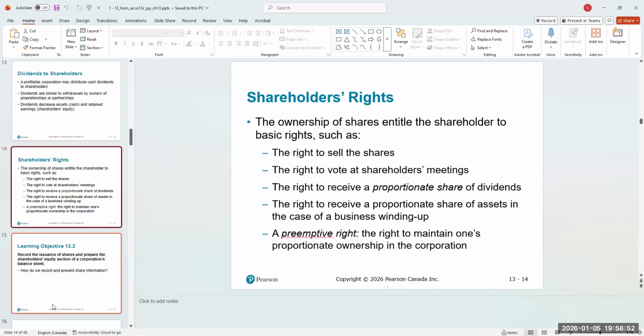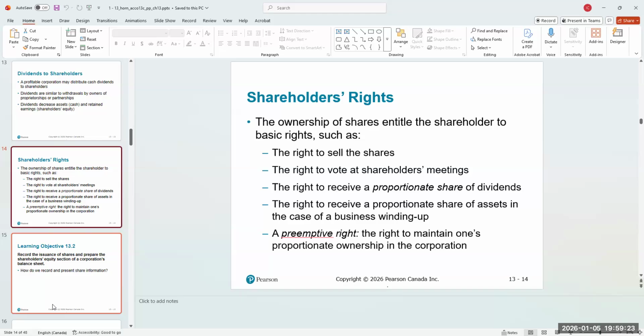And you have the preemptive rights. That is the right to maintain your proportional ownership of the corporation. What that means is, if the corporation decides to issue new shares, and let's say at this point before the new shares are issued, I have 20% of the ownership of the corporation. Now, if the corporation decides to issue another 100,000 shares to the public, that's going to reduce my percentage.